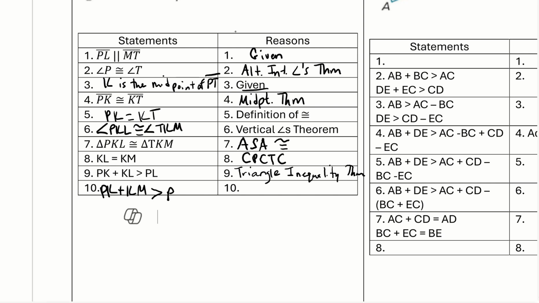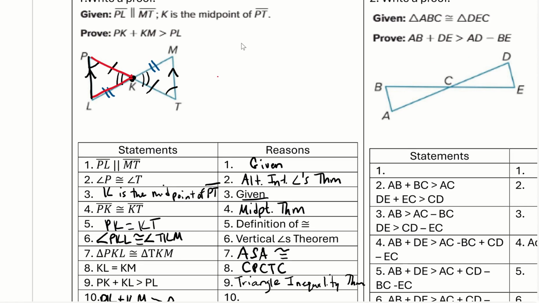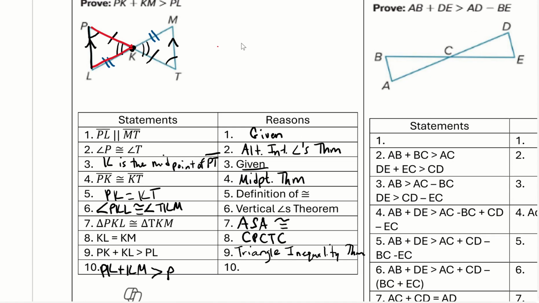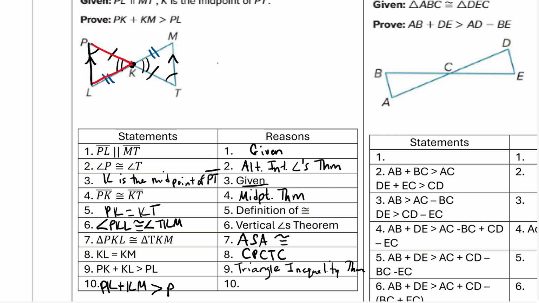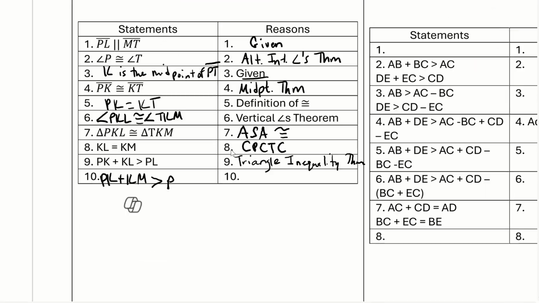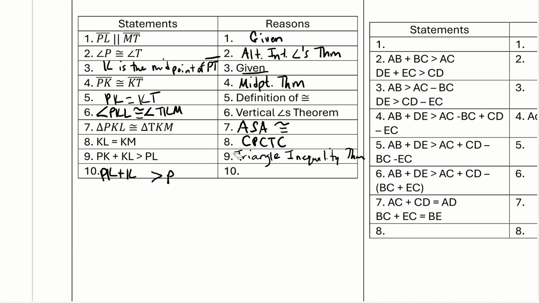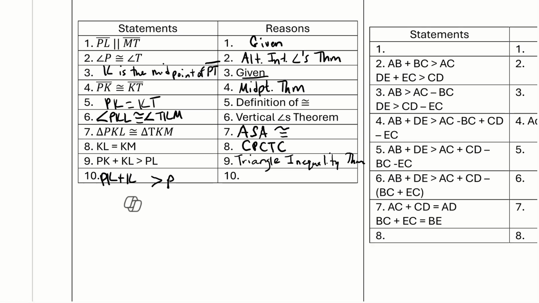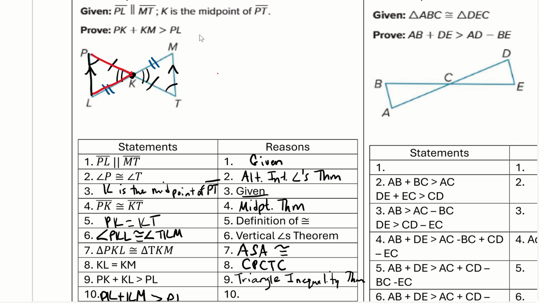It was greater than, what was it? It was greater than PL. KL, sorry. KM is greater than PL. So that's the proof statement, right? KM, yeah, plus KM is greater than PL.